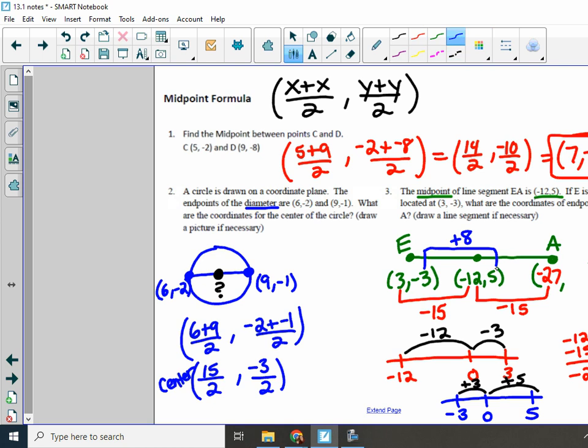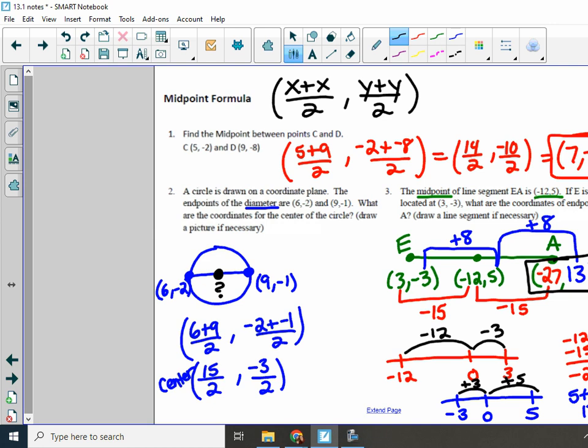Okay, what am I doing to the Y value? Adding 8 to 5. Okay, so what's 5 plus 8? 13. So A, which they ask for, is at negative 27, 13.